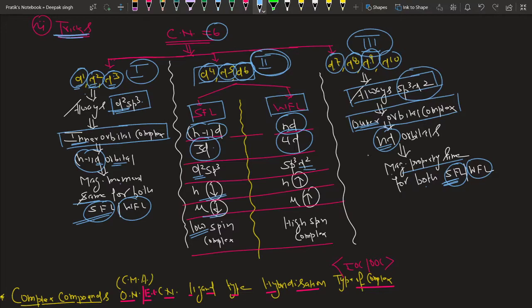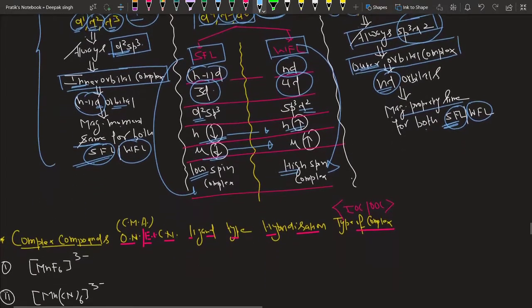Here, the number of unpaired electrons is more as compared to the complex formed by strong field ligand. So the magnetic moment is comparatively more, and that's why it is referred to as high spin complex. So you can say strong field ligand forms low spin complex and weak field ligand forms high spin complex. If you are getting this logic, then on the basis of this logic, if any MCQs come, it will be very easy for us to solve them.